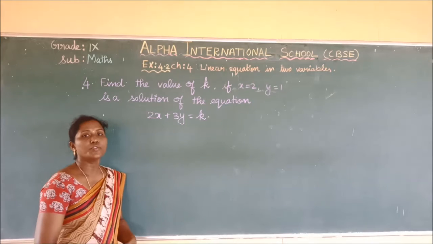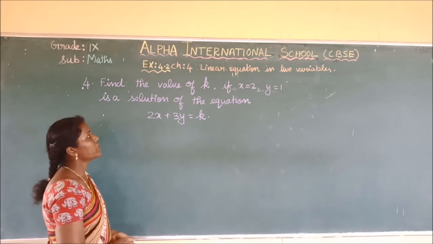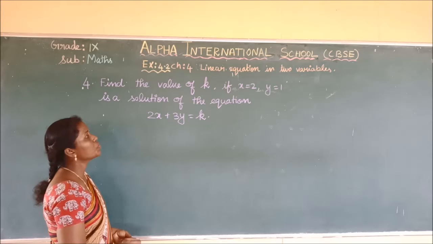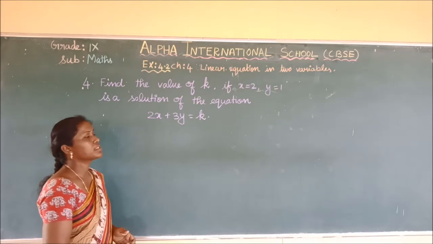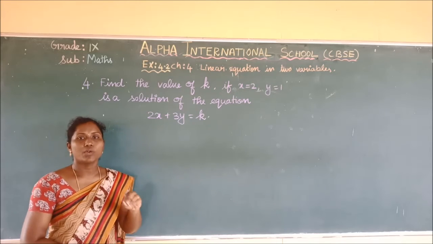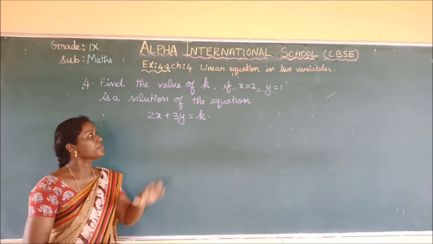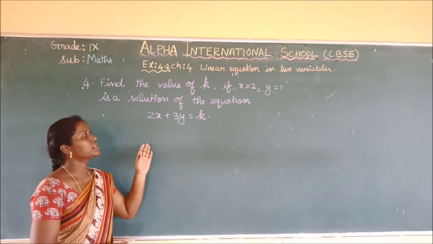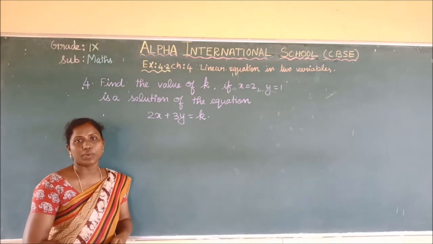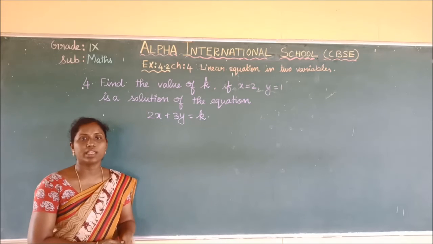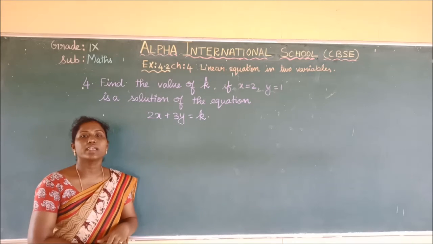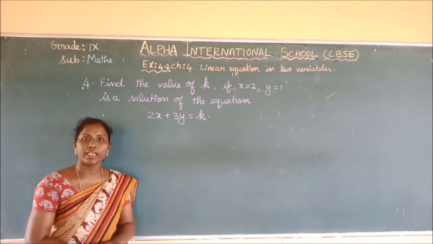Okay, so now we will solve the next problem, the fourth problem in this exercise. Find the value of k if x is equal to 2, y is equal to 1 is a solution of the equation 2x plus 3y is equal to k. We have to find the value of k here. In the previous problem, we checked whether the given values were a solution or not. Here they gave the solution and they are asking to find the unknown value k.